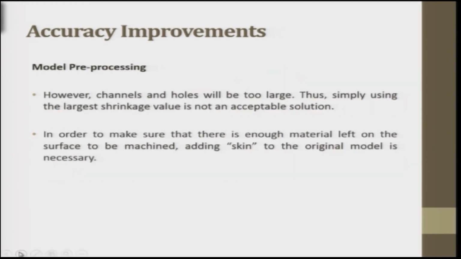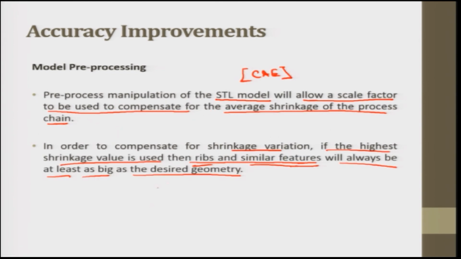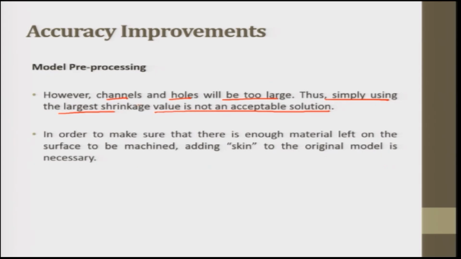However, channels and holes will be too large. Thus, simply using largest shrinkage value is not an acceptable solution. So, this is connected. Ribs and similar features will always be at least as big as the desired geometry, and channels and holes will be too large, right. So, thus simply using the largest shrinkage value is not an acceptable solution.